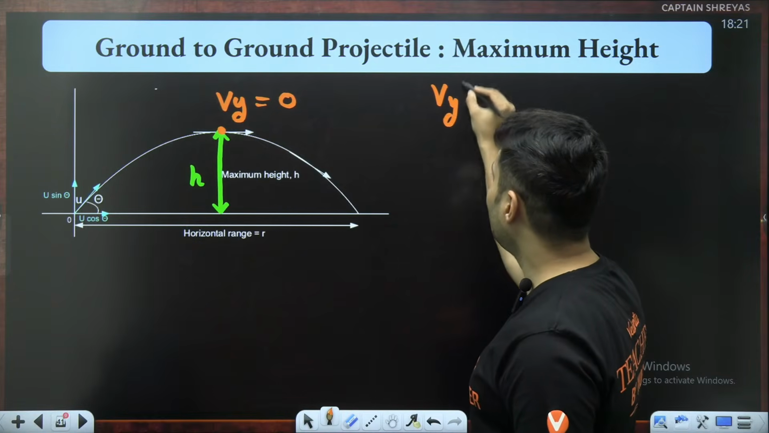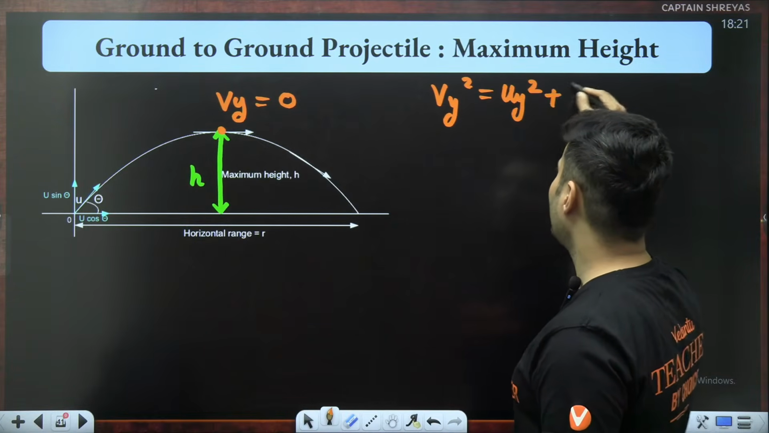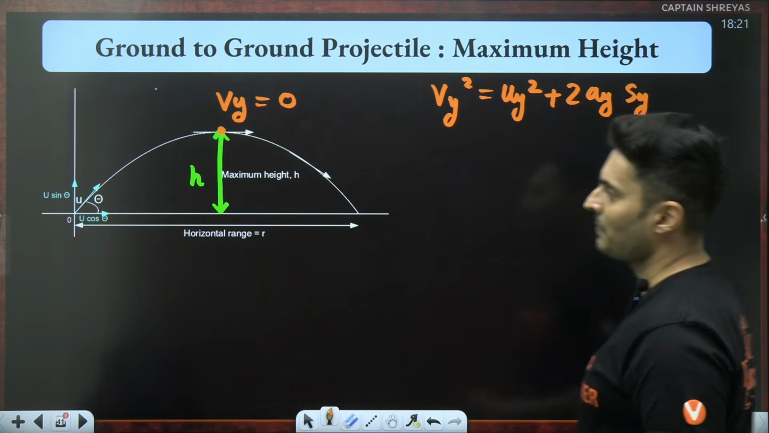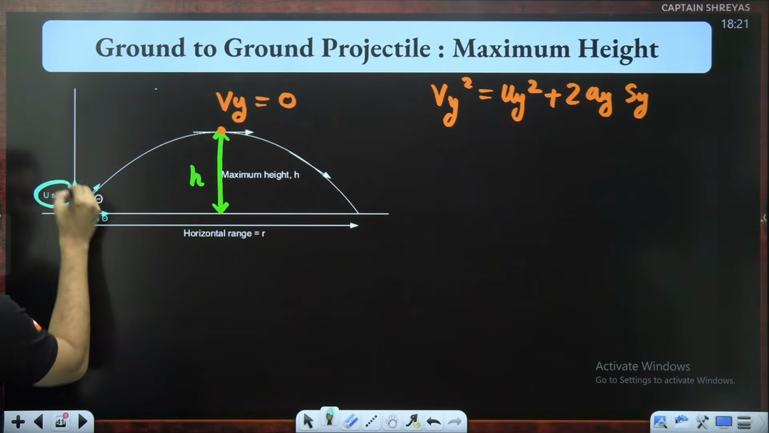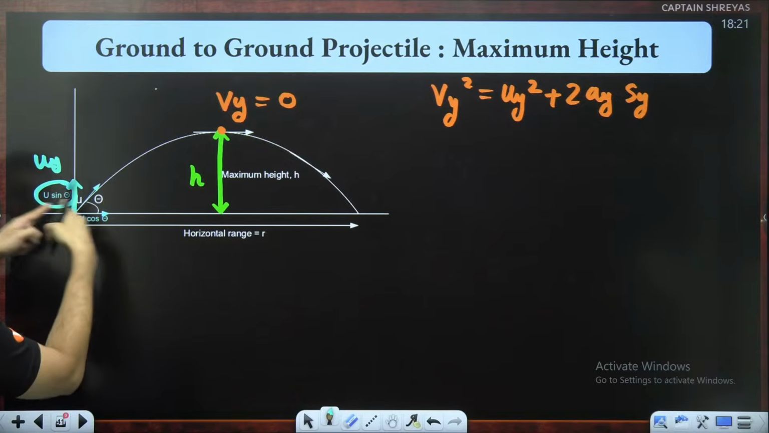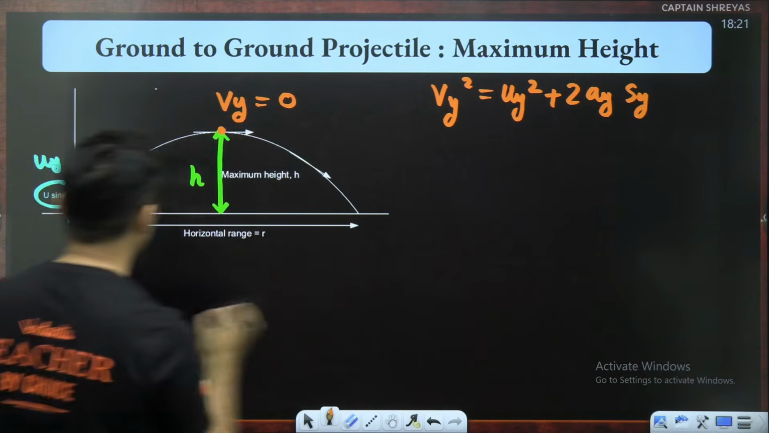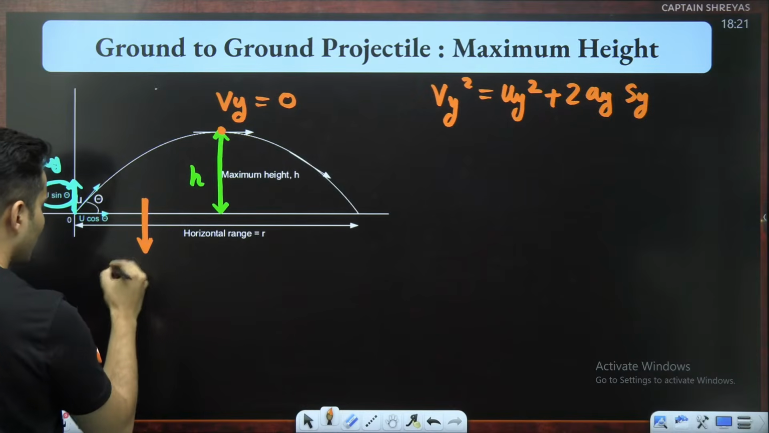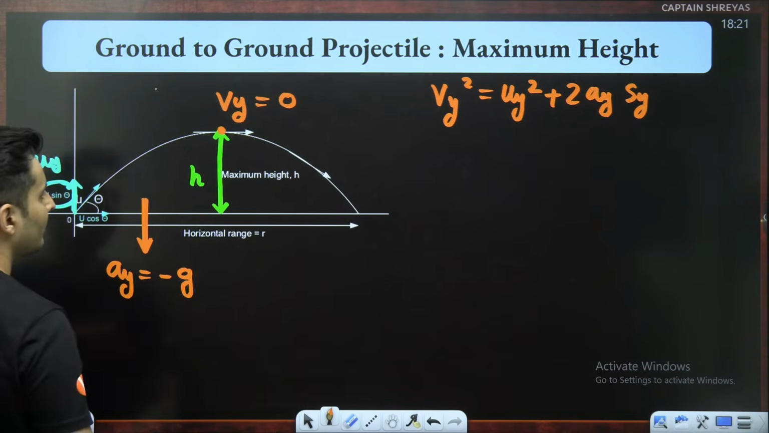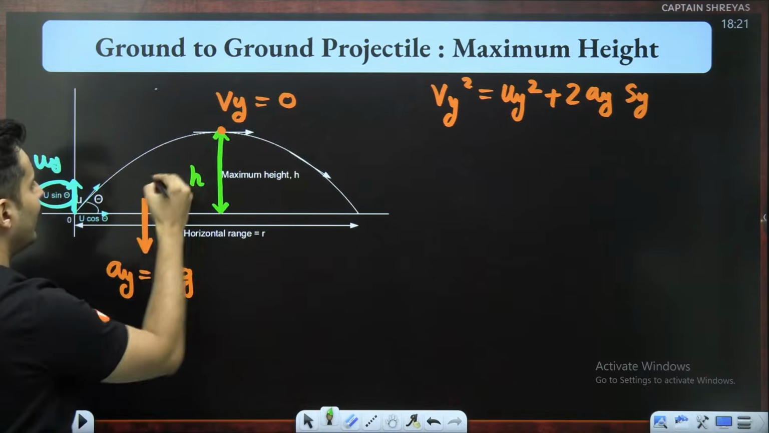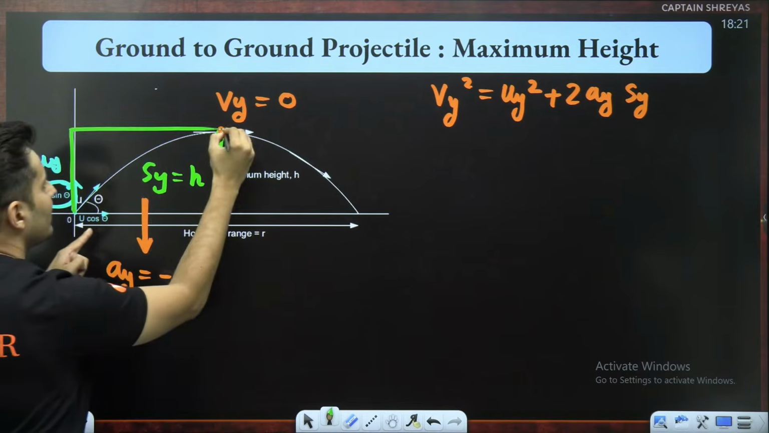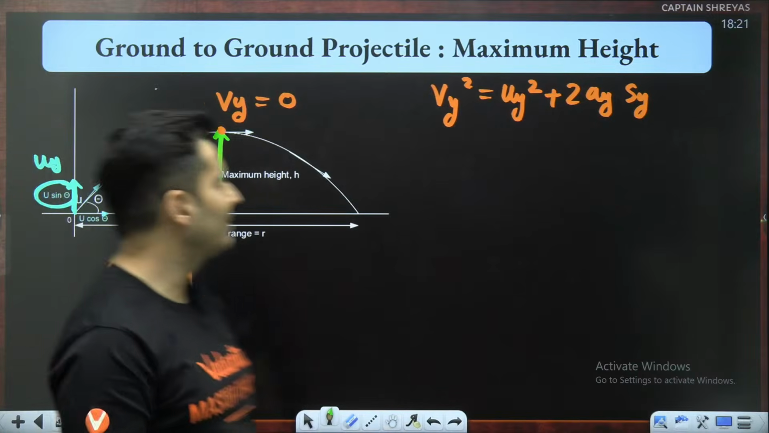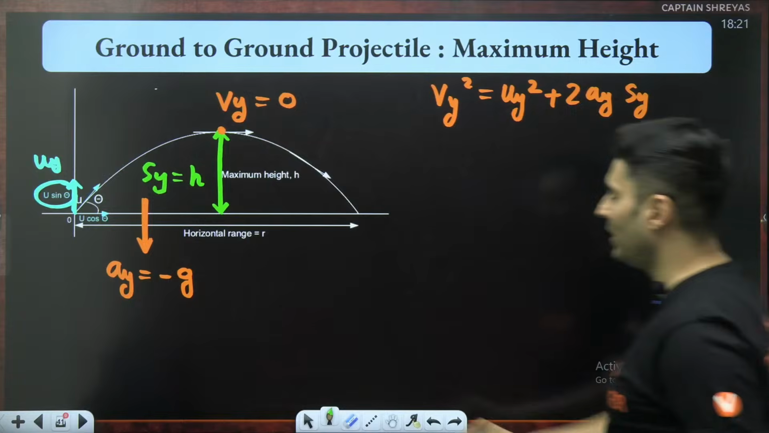So how about using Vy square is uy square plus 2 ay sy. So my dear students, obviously over here u sine theta is nothing but your uy in the y direction. In the y direction, initial velocity is u sine theta. What is the acceleration? Acceleration due to gravity is downwards, so it is negative g. The displacement in the y direction is basically h, from here to here. Perfect. Everything should fit in over here now.